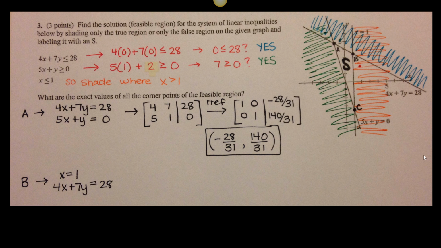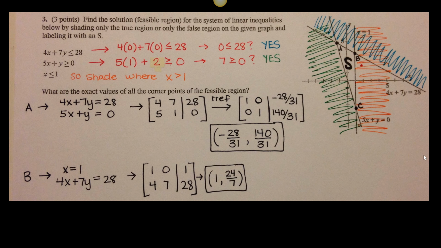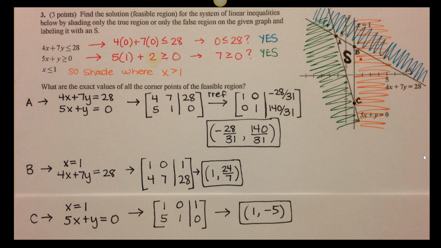So as you can see, B is where x equals 1 is intersecting with 4x plus 7y equals 28. When you put that into a matrix, you should get out the point 1, comma 24 over 7. And in the same way, C, when you put this matrix into the calculator, you should get the point 1, comma negative 5. And those are your answers for the yellow quiz question 3.